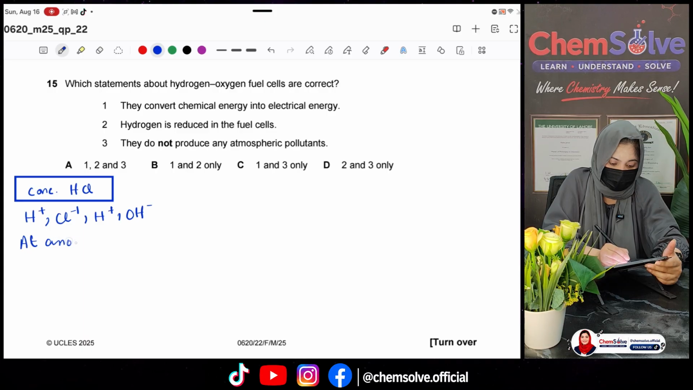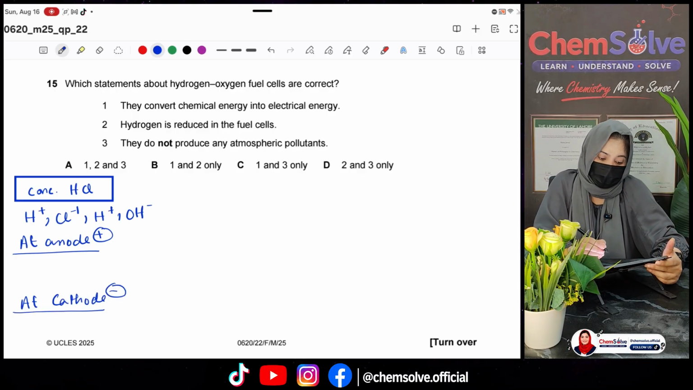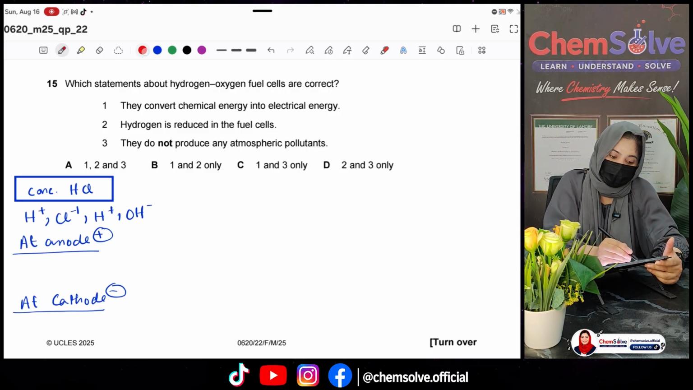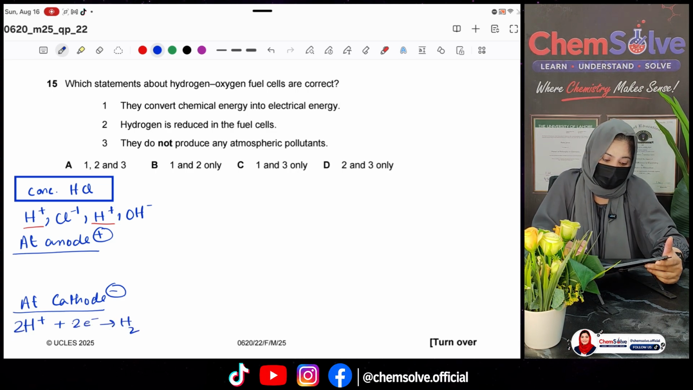So the anode is positively charged, and the cathode is negatively charged. At the cathode, the positive ions will be attracted, and the positive ion is hydrogen. So there is no problem at all. We will just move hydrogen here. It will be reduced and it will produce H2, right?